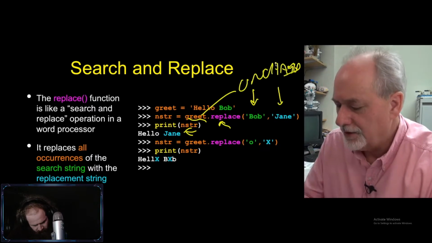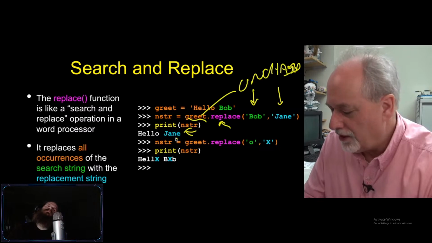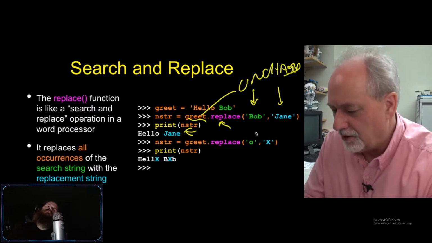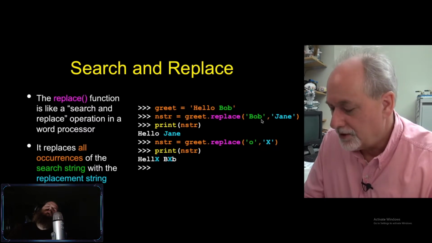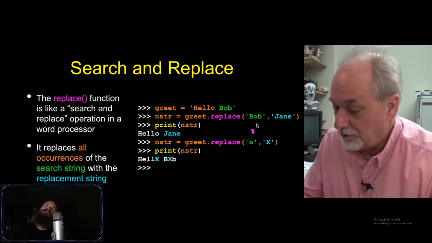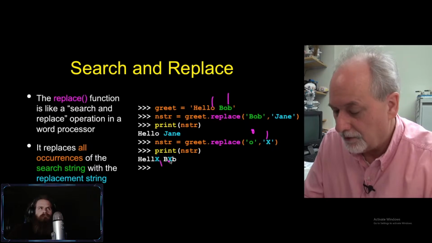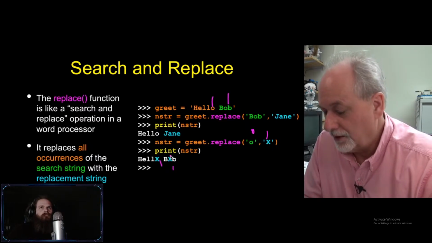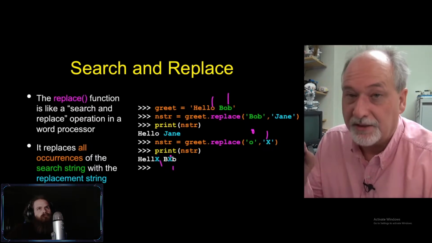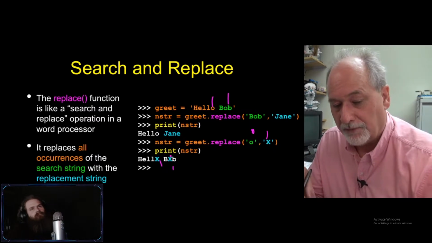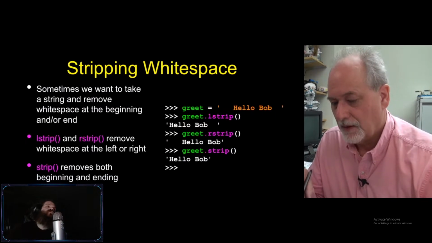Greet is unchanged. And it does more than one thing. So this says go find all the O's and replace all the O's with X's. And so it finds 2 of them, and then out come 2 X's. And so replace is not just replace the first one, but replace all of them.